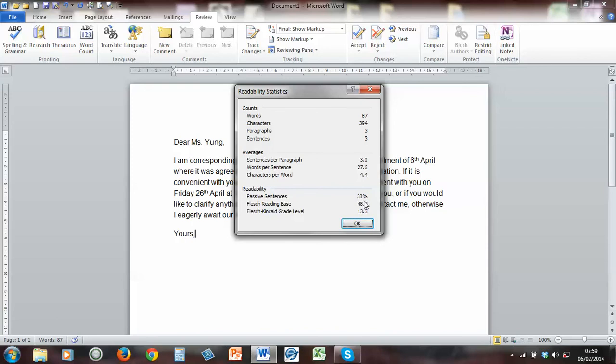So there's 33% passive sentences. So these are sentences where who is doing what in the sentence is not clear. The reading ease is only 48.2, and the Flesch-Kincaid grade level, which is roughly what school year this would be appropriate for, says 13.3. So that is really second year of sixth form. So as you can see from that, not the world's most brilliantly written of letters. So I want you to hold on to that 48.2 and 13.3.